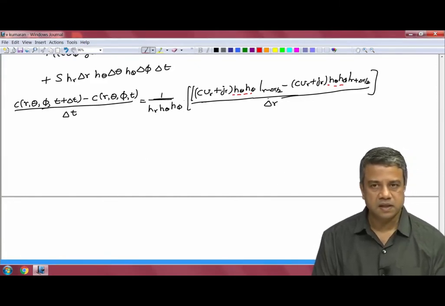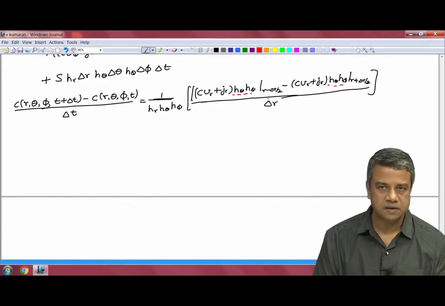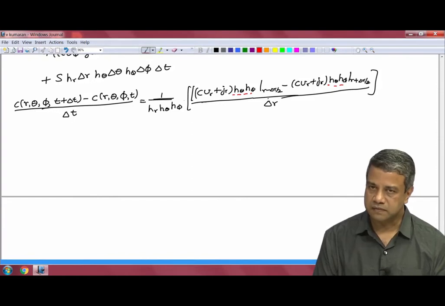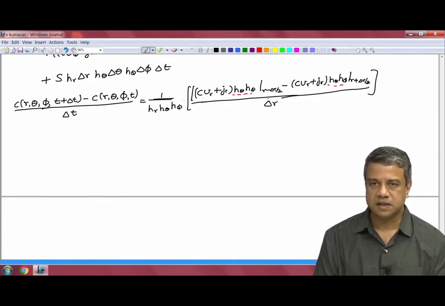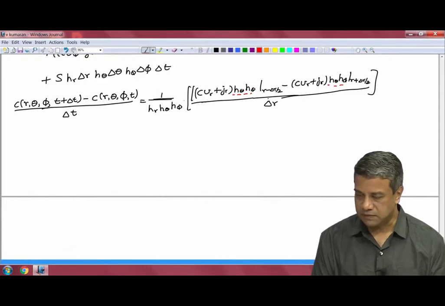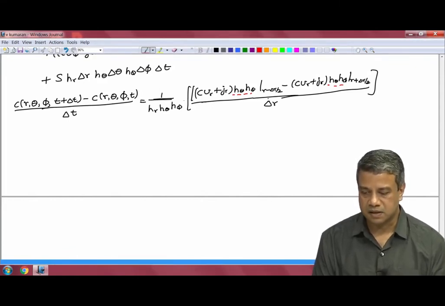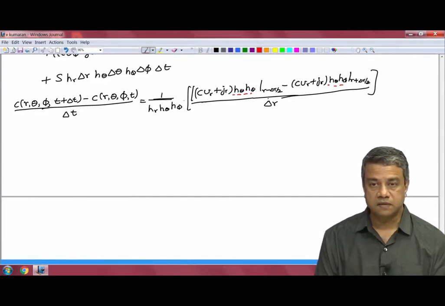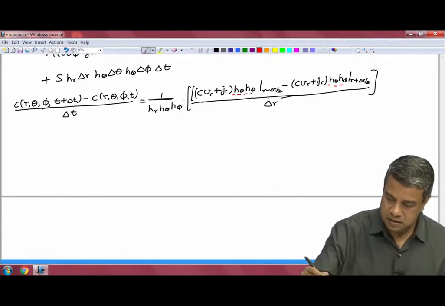If you recall, this arises from the fact that the surface area is a function of position. The total mass transfer is the flux times the surface area. In a Cartesian coordinate system, the surface area is not a function of position. Therefore, we could just cancel these out. The scale factors were all 1. In this case, the surface area is a function of position, and therefore, we cannot cancel out h_r, h_theta and h_phi in the expressions for the surface area, because they are different on the inner and the outer surfaces, on the two surfaces. So, that is the first term.